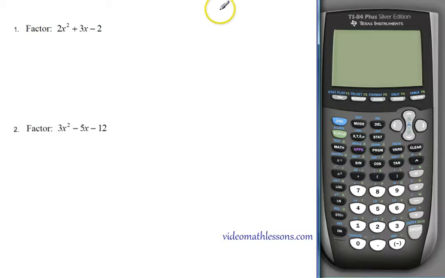Well, let's get started with number 1. Factor 2x squared plus 3x minus 2. This is a trinomial with a lead coefficient. Now, how we usually do it is we follow this method. We want to break this down to two binomials.